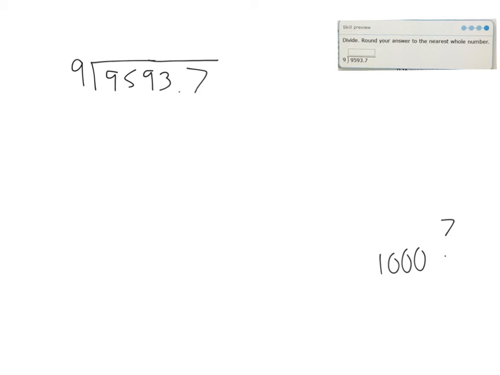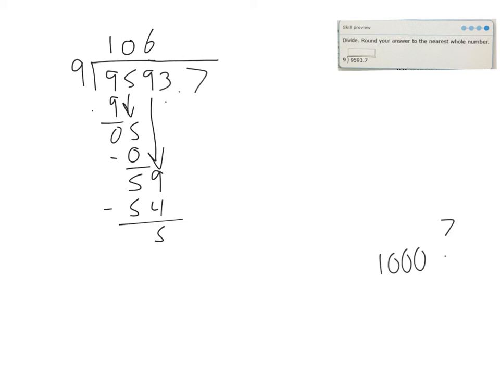How many 9s can I take out of 9? 1. 1 times 9 is 9. Minus is 0. Bring down the 5. How many 9s can I take out of 5? 0. 0 times 9 is 0. Minus equals 5. Bring down the 9. How many 9s can I take out of 59? 6. 6 times 9 is 54. Minus equals 5. Bring down the 3. How many 9s can I take out of 53? 5. 5 times 9 is 45. Minus equals 8. Bring down the 7.